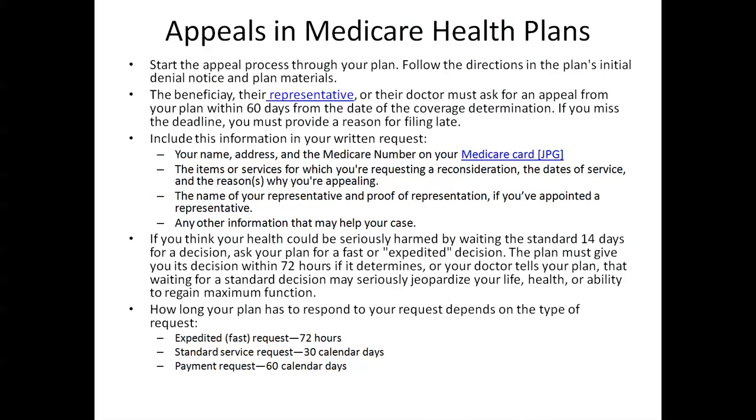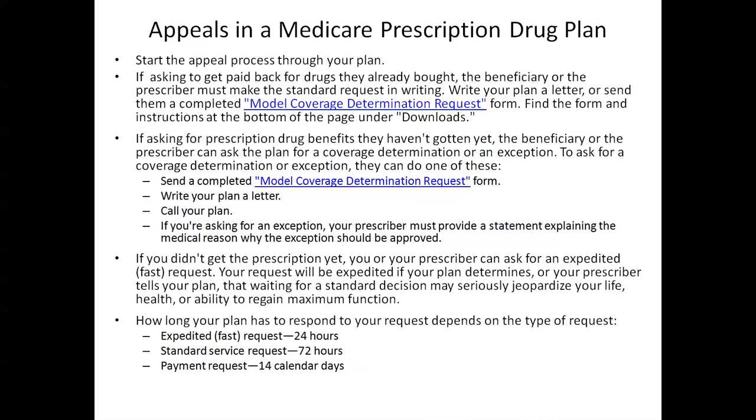If you think your health could be seriously harmed by waiting the standard 14 days for a decision, ask the plan for an expedited decision. And the plan must give their decision within 72 hours. So how long their plan has to respond to a request depends on the type of request. Of course, the expedited is 72 hours. A standard service request is 30 calendar days, and a payment request is actually 60 calendar days. So keep those in mind. And as I said, the appeal must be filed within 60 days from the date of the coverage determination for an Advantage plan.